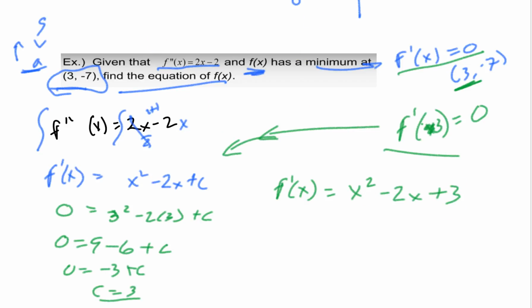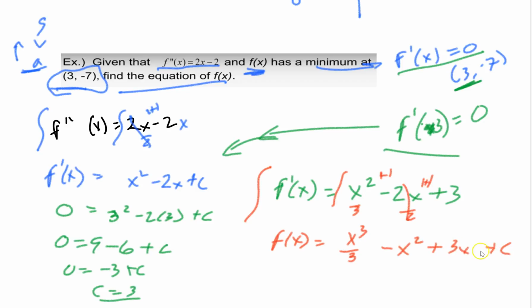But now we've got to get the original function. So we're going to integrate this again. Let's do it one more time. Now I have f of x. Let's integrate this. Add 1 to the power, divided by the new power. Integrate this. Negative x squared, integrate that. Don't forget we have no limit, so plus c.